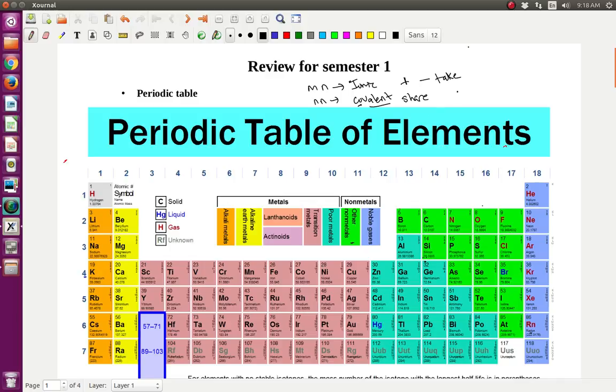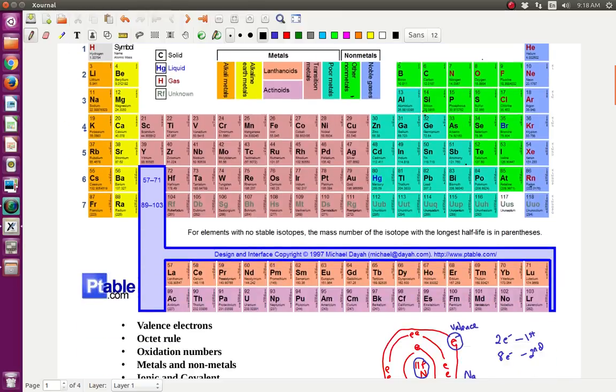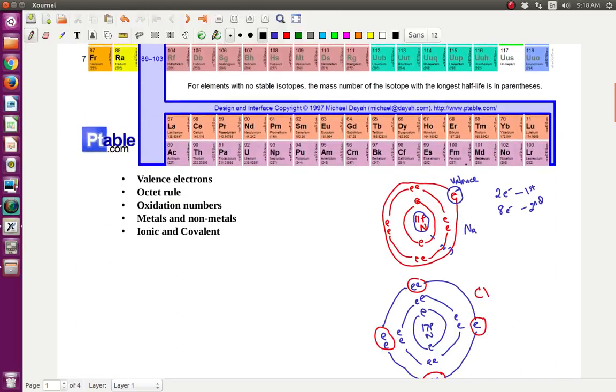And then covalent bonds don't always share equally. So if they have unequal sharing, we have polar bonds. It's unequal sharing. And then if they share equally, we have nonpolar bonds. So that's equal sharing. Okay. So that's still going to become important. So that's the main things down here.